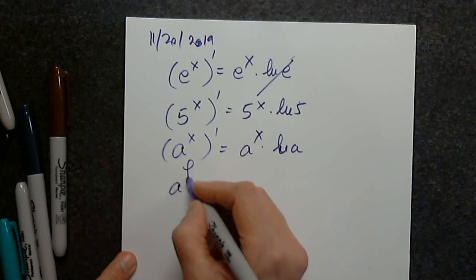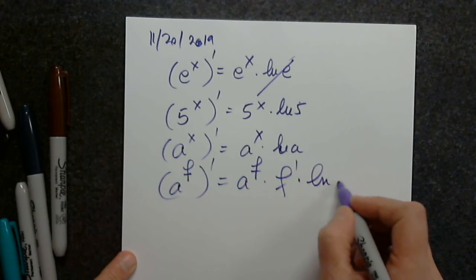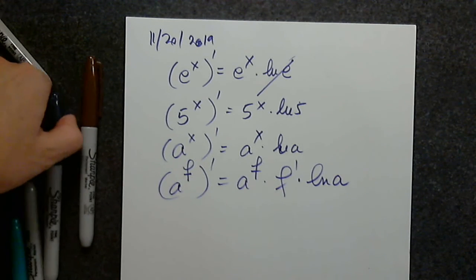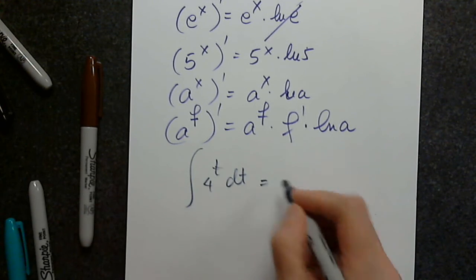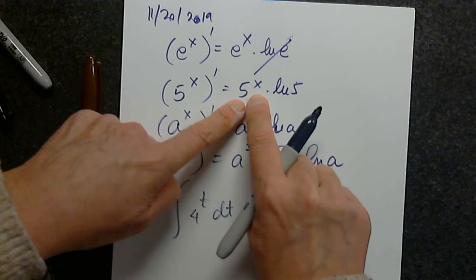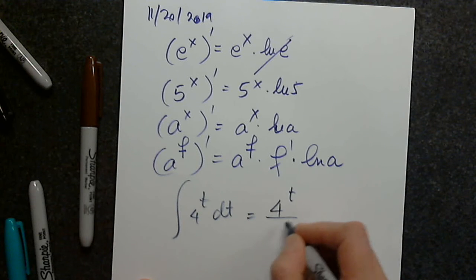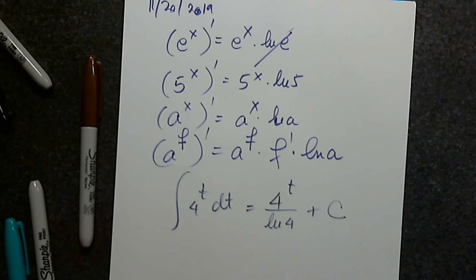Now if I have a to a function, then I have a to that function times the function prime times natural log a. So now we can look at this integral, which is the integral from 4 to t dt. If I want to obtain this, then I have to have this in the denominator. So this will be 4 to t over natural log 4 plus a constant c. Remember, the indefinite integral is always friendly because I can check. The definite integral I can't.